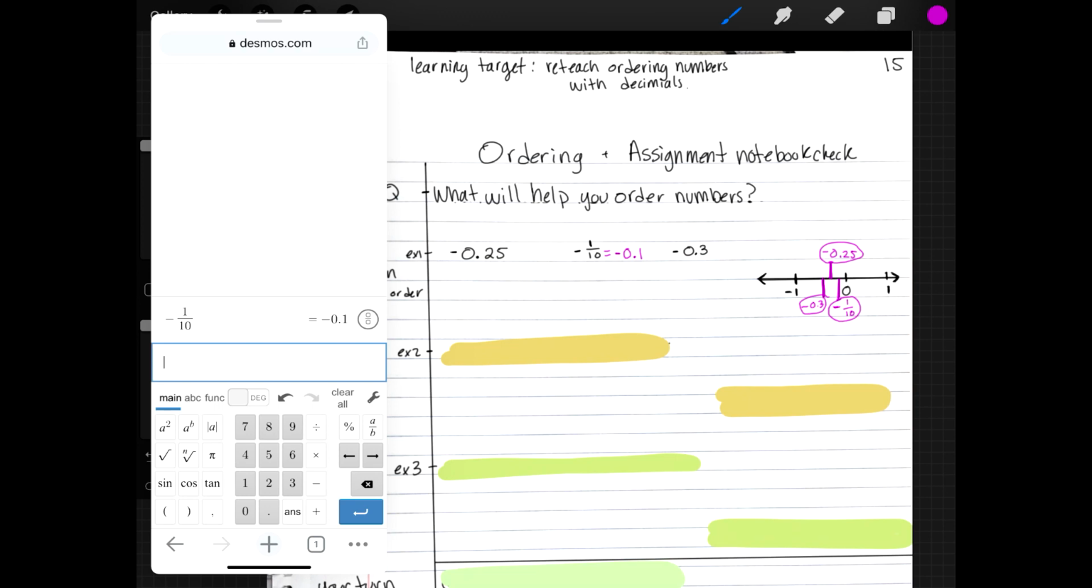Okay, so from this number line, we can see that our ascending order from least to greatest is going to be negative 0.3. Then we have that negative 0.25. And then the greatest number that we have on here is negative 1/10. And so you see these numbers and you see like 3 and 2 and then 1. You would think that this would be the greatest number, but it's not, because it's negative, so it's going the opposite direction.